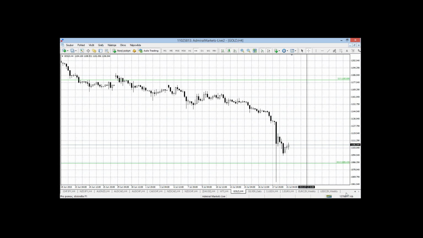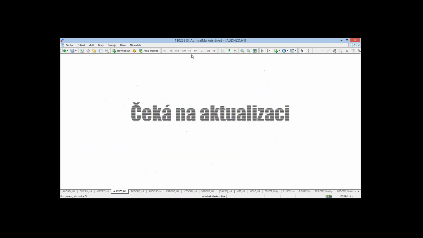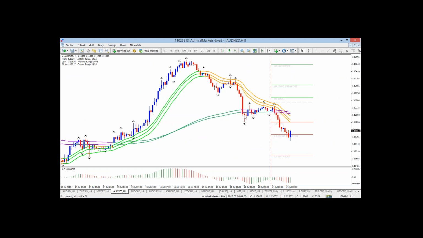Let's take a look at some questions. New Zealand dollar, we can take a look at that. AUD New Zealand 2. AUD New Zealand seems to have completed a 5-wave down. Let's see. Yeah, indeed.